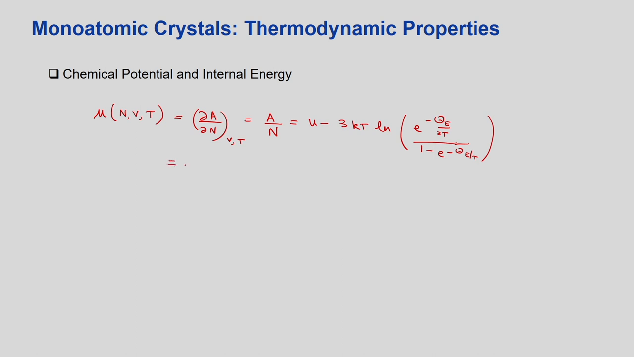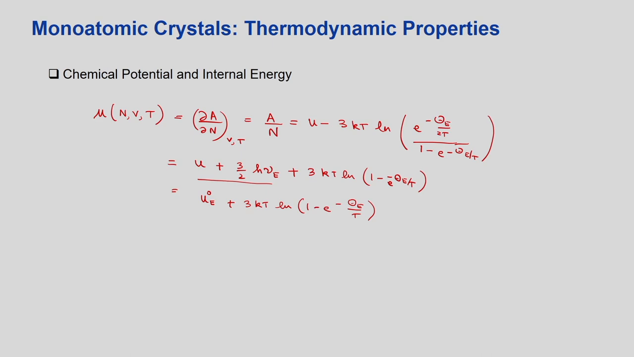Again, I can make some simplification. So, it will be u plus 3 by 2 h nu e plus 3 kT ln of 1 minus e to the power of minus theta e by T. So, what I have done is I have taken the derivative of the Helmholtz free function expression A with respect to N. I am getting this expression. Okay. So, I can again club this value as u e 0, and I can club these two as u e 0 plus 3 kT ln of 1 minus e to the power of minus theta e by T.